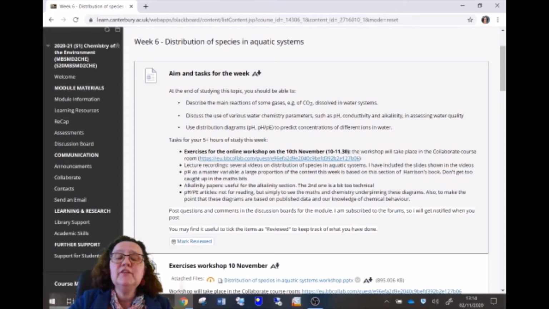We're going to be looking at various water chemistry parameters, specifically pH, conductivity and alkalinity, and what they are and how you can use them to assess the water quality in a water body. And we will be looking at something called distribution diagrams, specifically pH diagrams and pH-PE diagrams, and what they are and how they allow us to predict concentrations of different chemicals, pollutants or just chemicals in water.